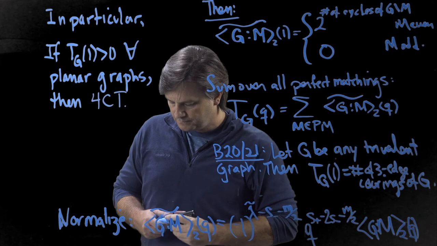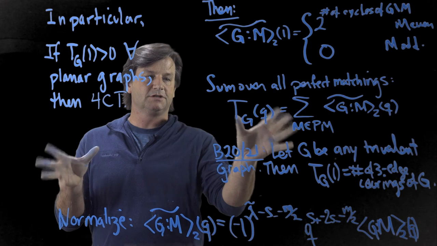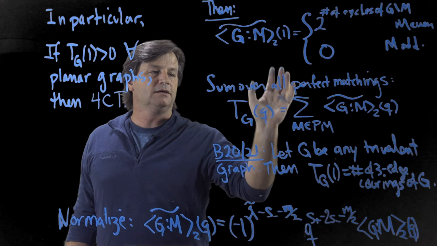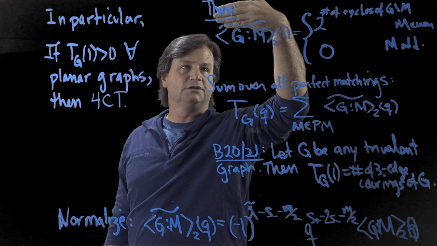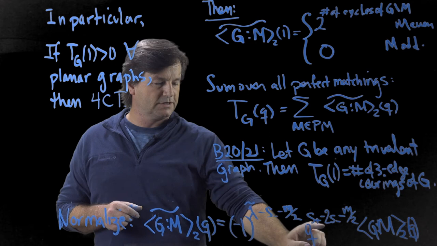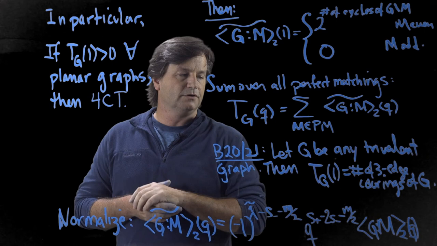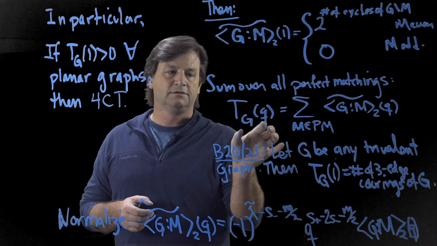You might say, you know, that's the punchline, right? The punchline is this thing, which was well defined for planar graphs without the normalization. But if you want to go beyond planar graphs and talk about non-planar ribbon graphs, then you use this normalization here, and with that normalization, you get a well-defined polynomial that you can then sum over all the perfect matchings, and this gives you a new polynomial invariant of all ribbon graphs. You think of this as a ribbon graph. It's an invariant of the ribbon graph.